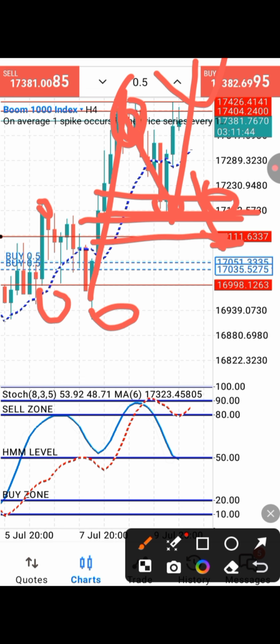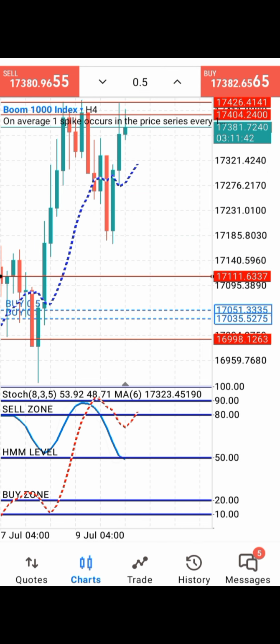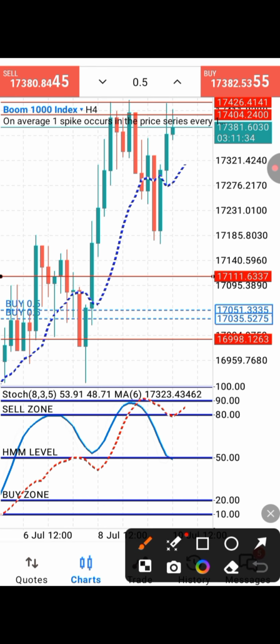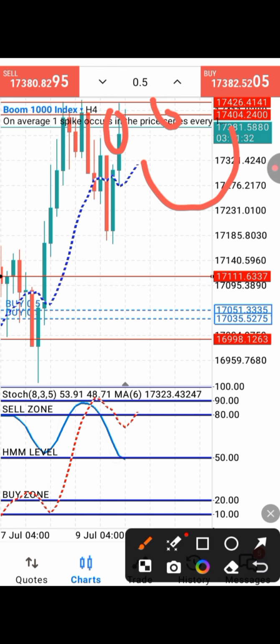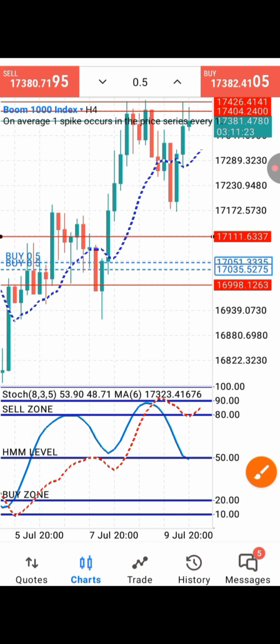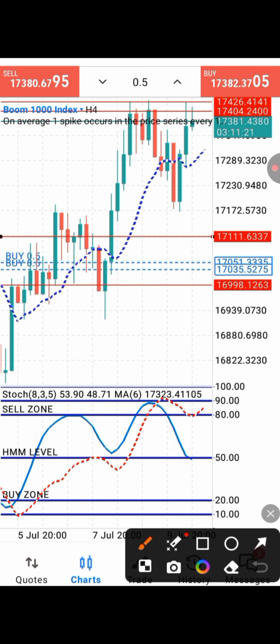In fact, if price comes and breaks above this level, there will be a high tendency that price will likely go up, and everything on this price action will go up the way it's expected. So for me now, I'm going to hold this trade.